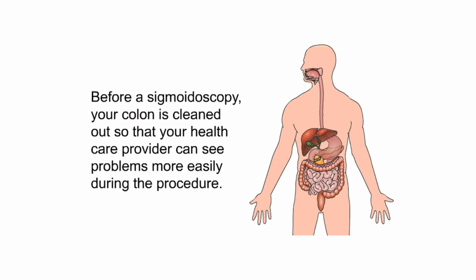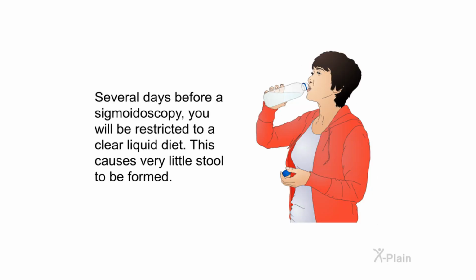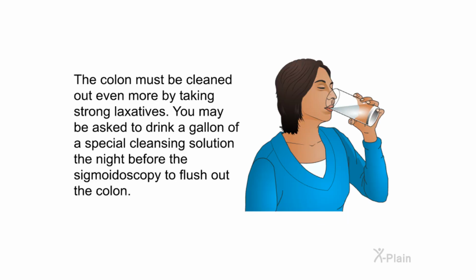Before a sigmoidoscopy. Before a sigmoidoscopy, your colon is cleaned out so that your healthcare provider can see problems more easily during the procedure. Several days before a sigmoidoscopy, you will be restricted to a clear liquid diet. This causes very little stool to be formed. The colon must be cleaned out even more by taking strong laxatives. You may be asked to drink a gallon of a special cleansing solution the night before the sigmoidoscopy to flush out the colon.